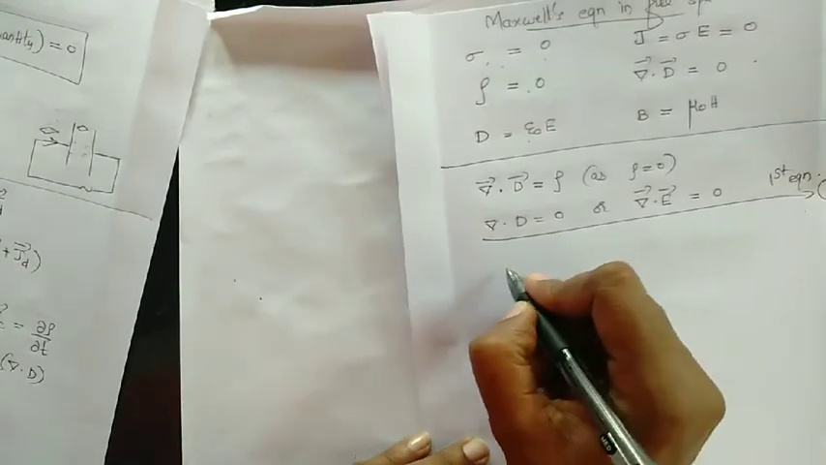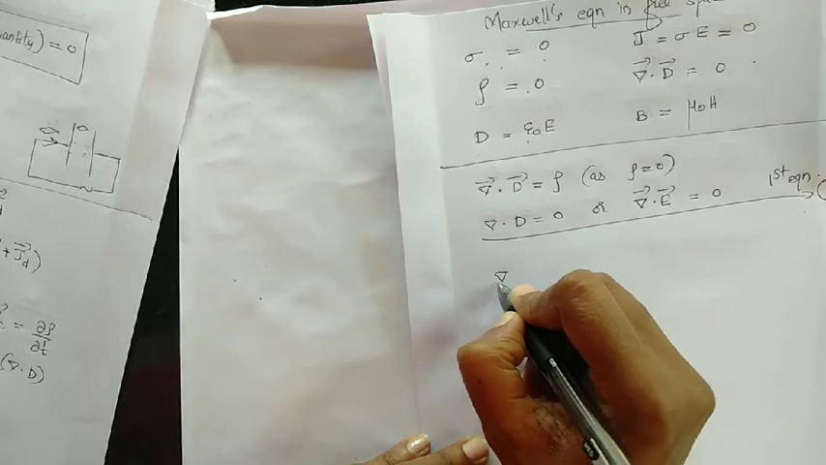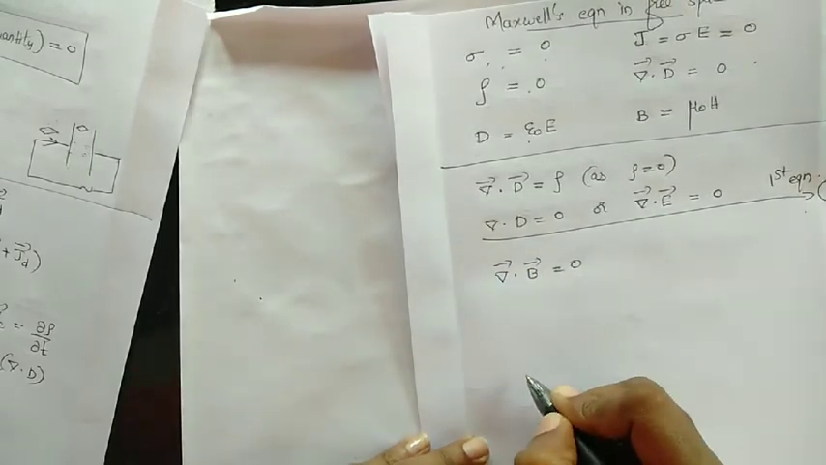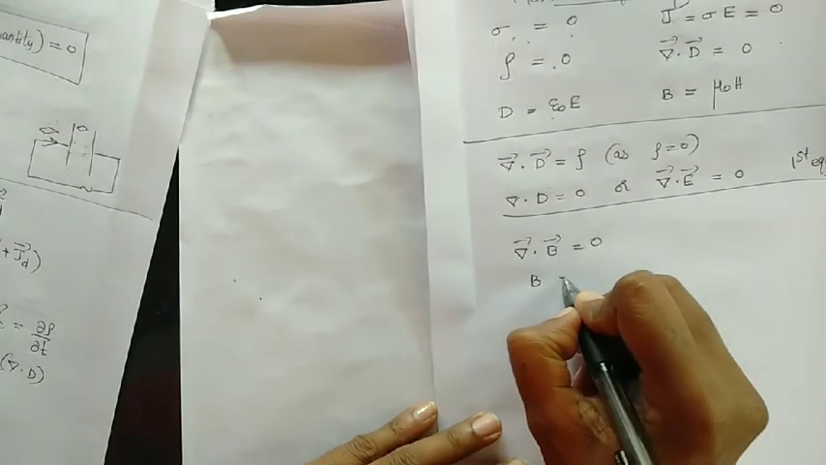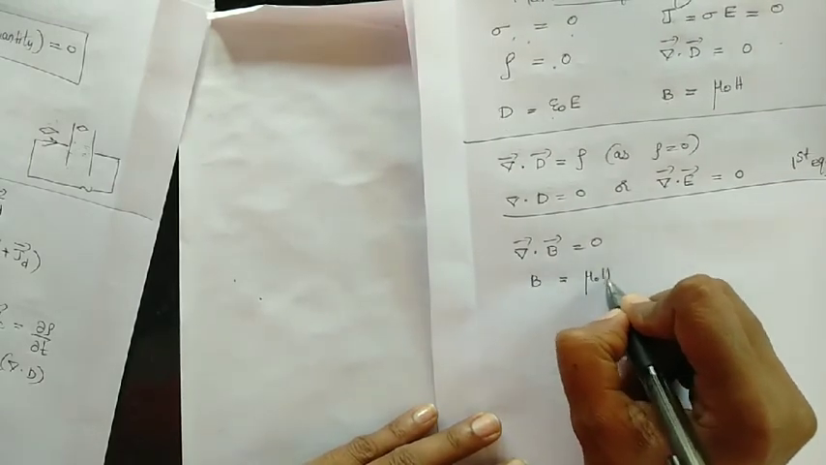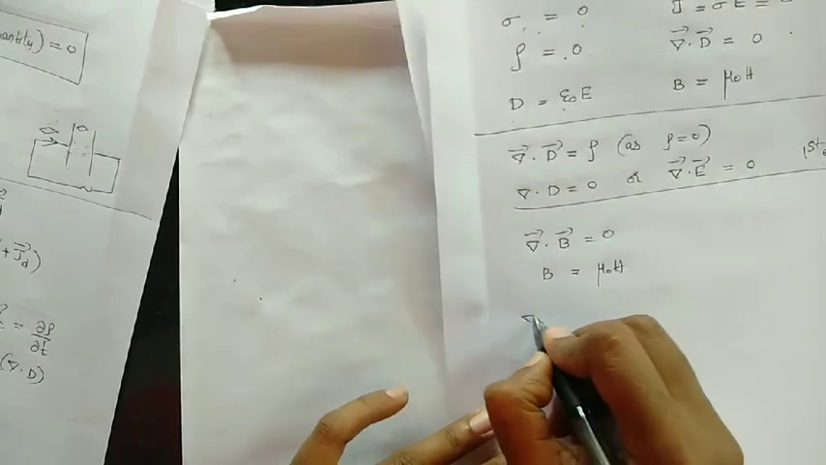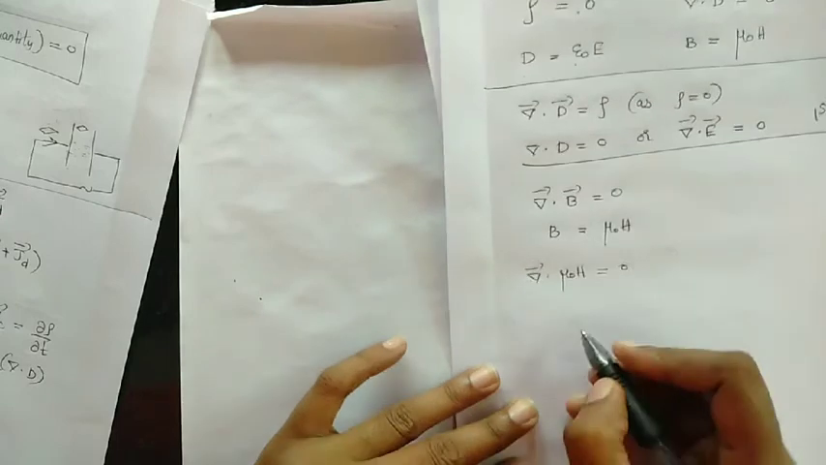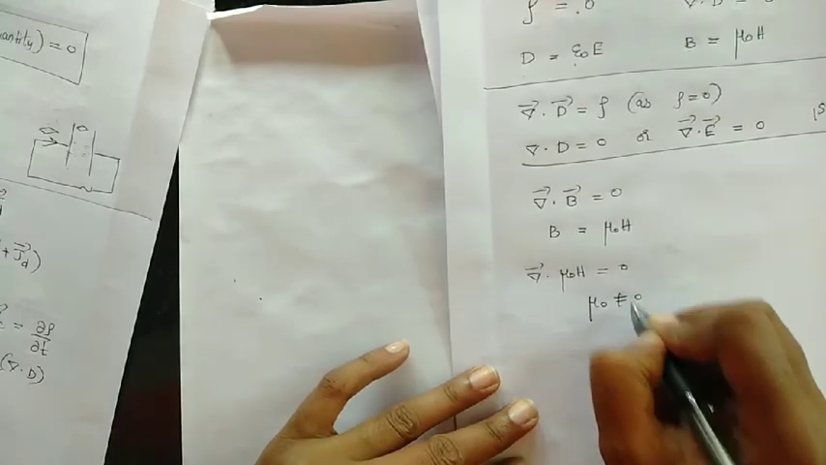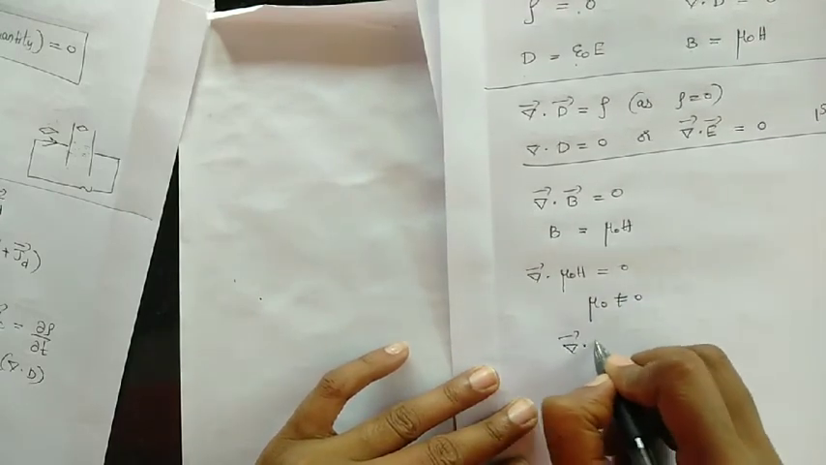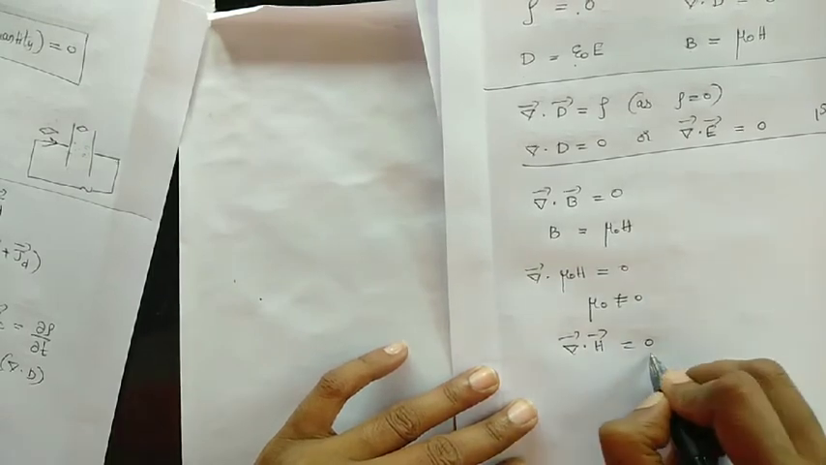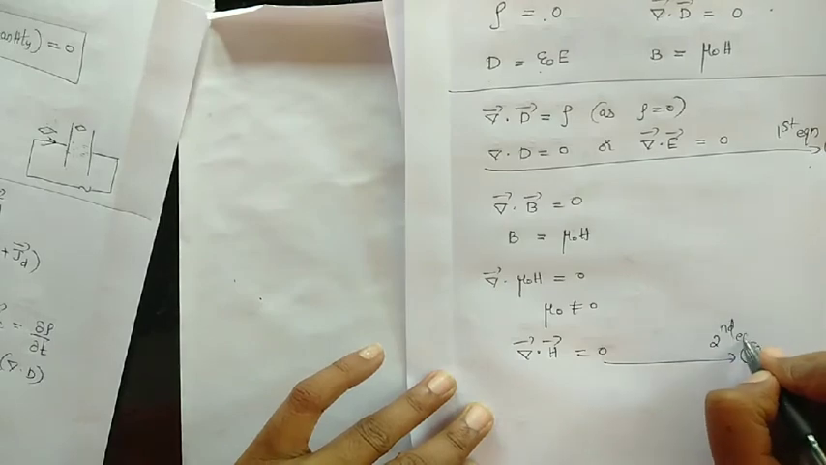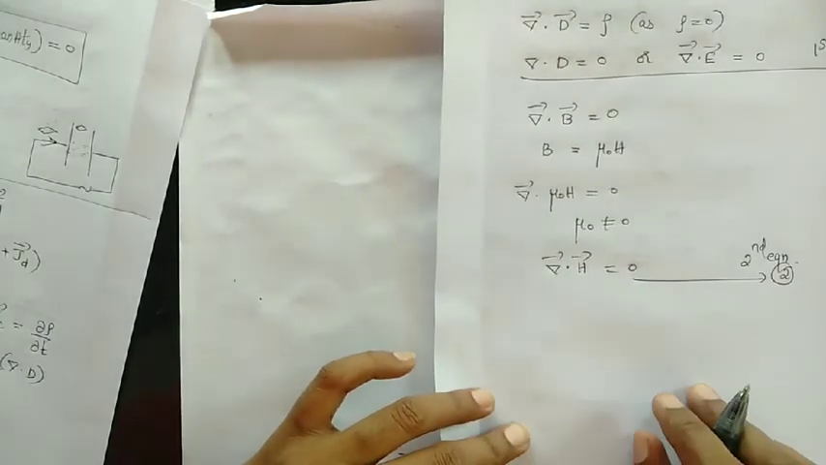Then the second Maxwell law in a medium was del dot B equal to 0. But here for free space we have B equal to mu 0 into H. Substituting, it becomes del dot mu 0 H equal to 0. But mu 0 cannot be equal to 0. Therefore, del dot H should be 0. This is Maxwell's second equation in free space.